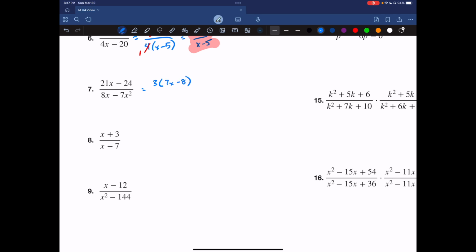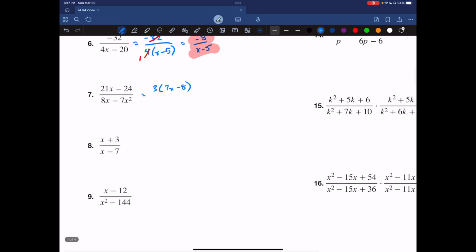Well, 7x minus 8 doesn't show up. I do have similar terms in the bottom, but I don't have the exact layout of 7x minus 8. But can I get there? Well, if I factor out a negative x, right? So I have a positive 8 and a negative 7. That is your indication if the signs are opposite of what I need, all I need to do is take out a negative and fix that.